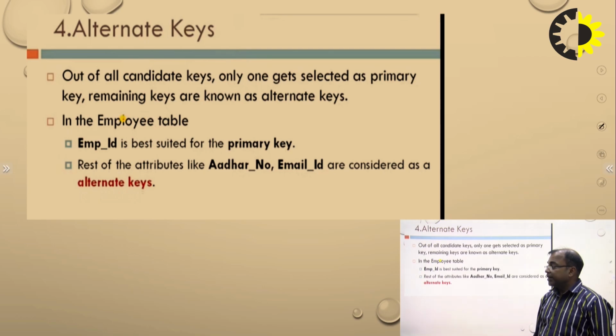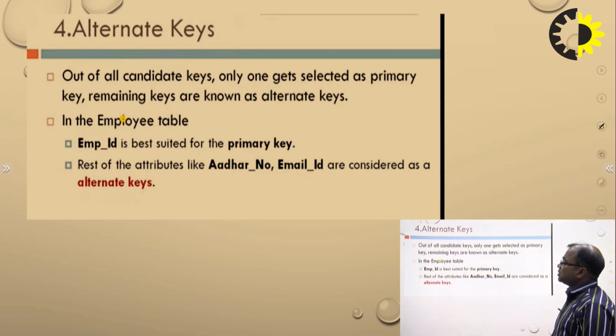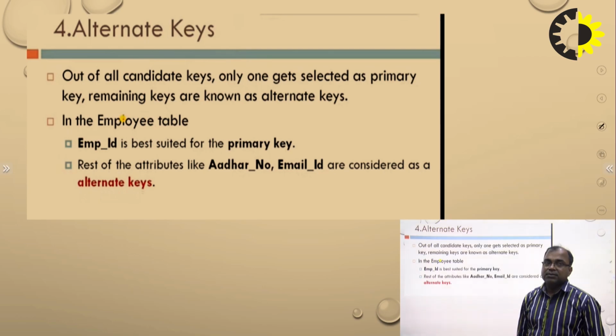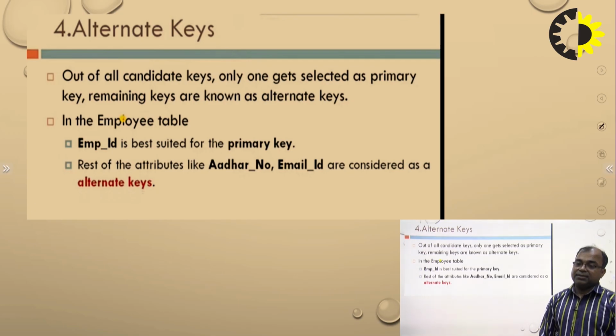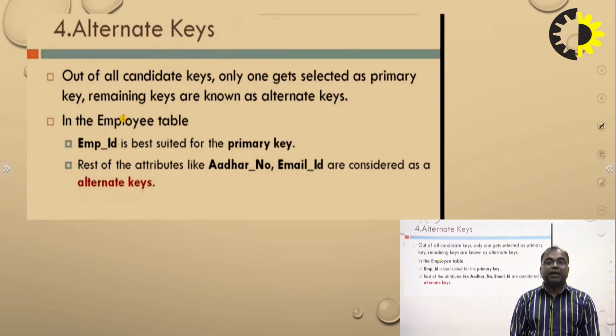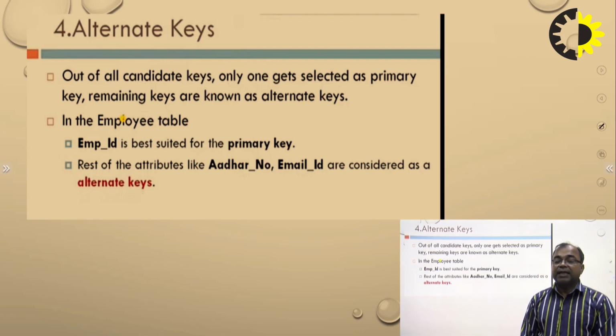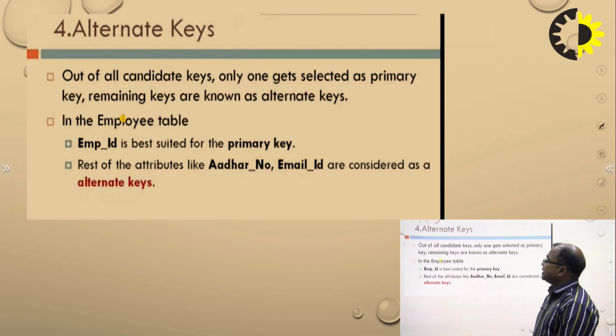Next is your alternate key. We already discussed this, that out of all candidate keys, we just select one for the primary key. So the remaining keys are also known as alternate keys. The keys left in the candidate keys, which are not chosen by the administrator or database designer as the primary key, are basically called alternate keys.